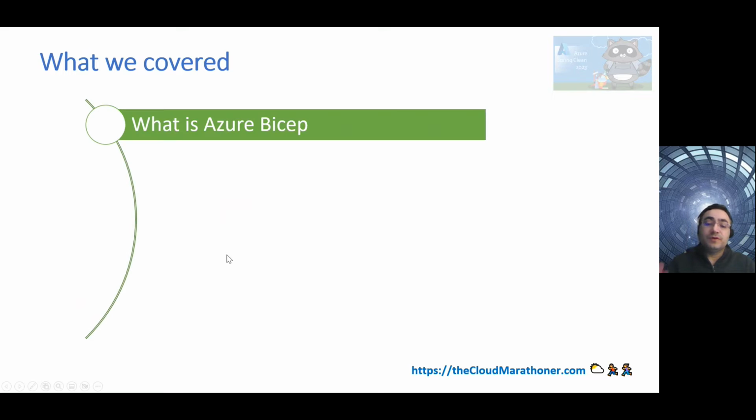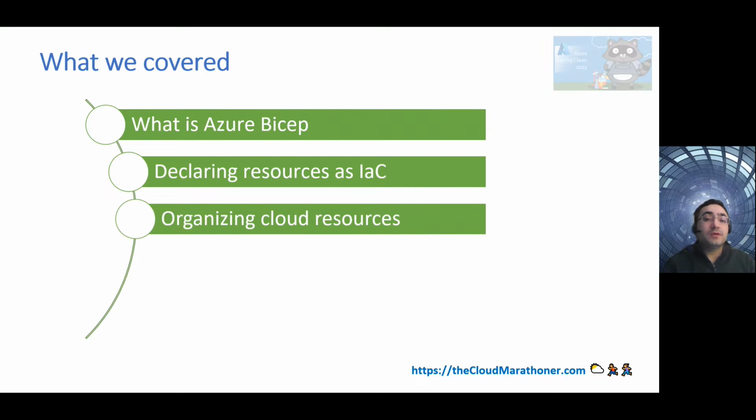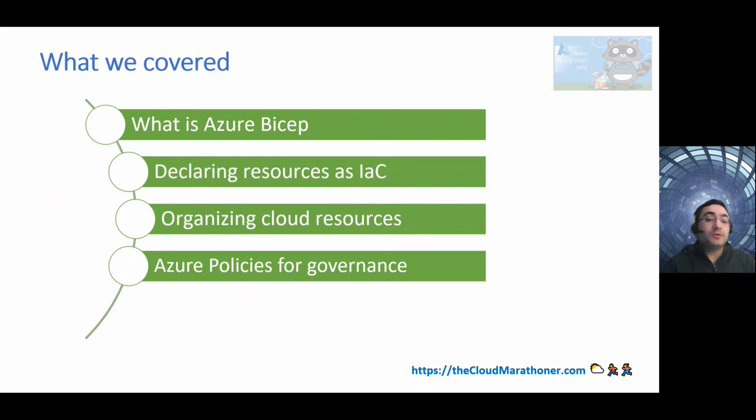Next, what we covered: we went through the basics of defining what Azure Bicep is and what you can do as infrastructure as code with that. Then we looked into the ways to declare resources as infrastructure as code. Next, we looked into how you can organize your cloud resources using different constructs and ways in Microsoft Azure. And after that, we looked briefly into Azure Policies and how you can use them for resource governance.